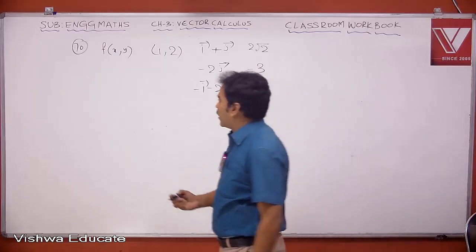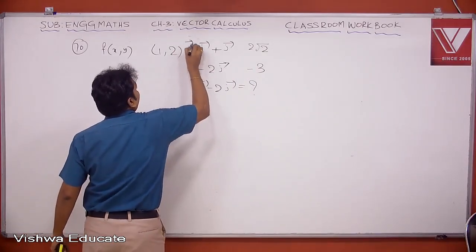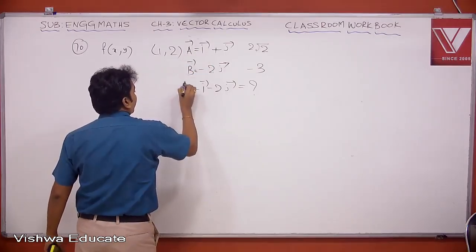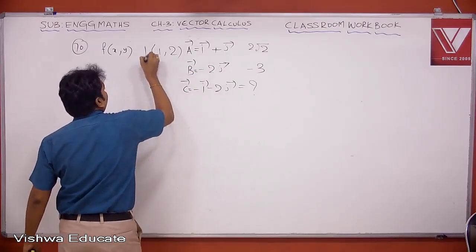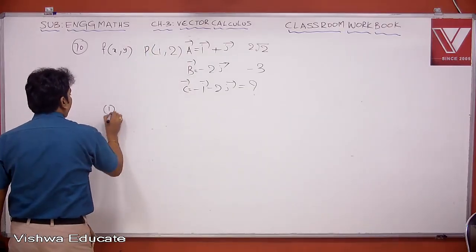Let us apply the directional derivative formula. Suppose we assume that this vector is a bar, this vector is b bar, this vector is c bar, and this is the point P. So two conditions are given. Point number 1 is this.